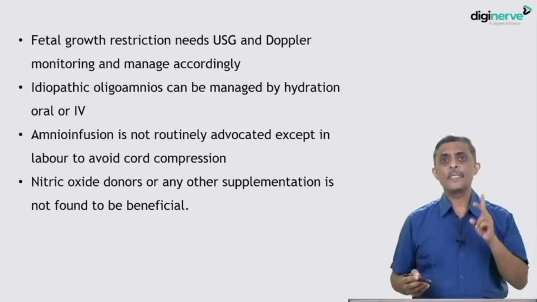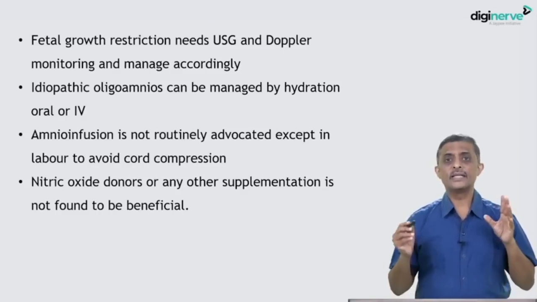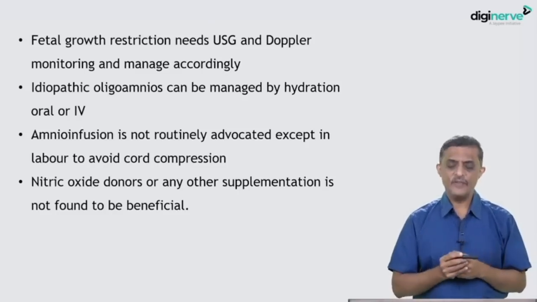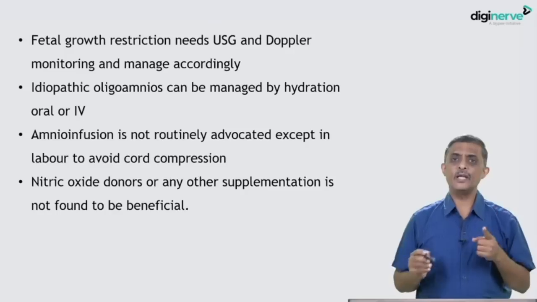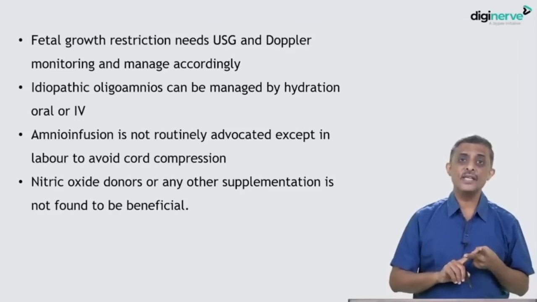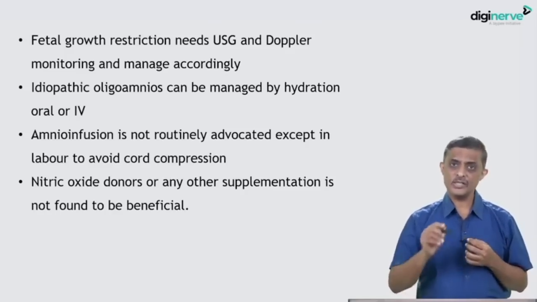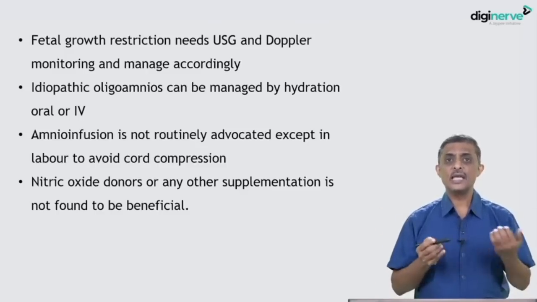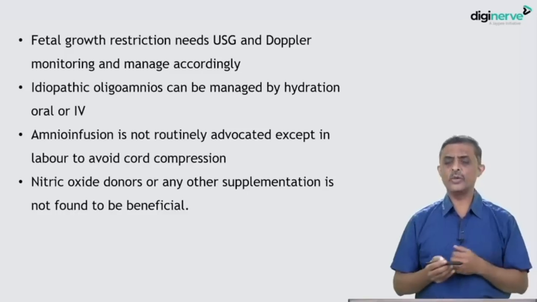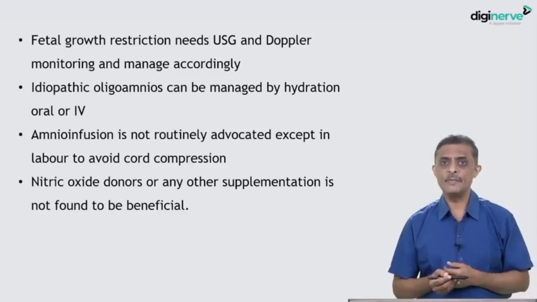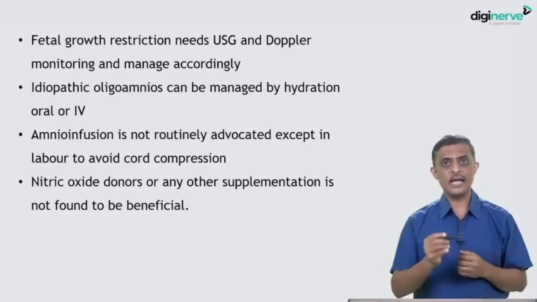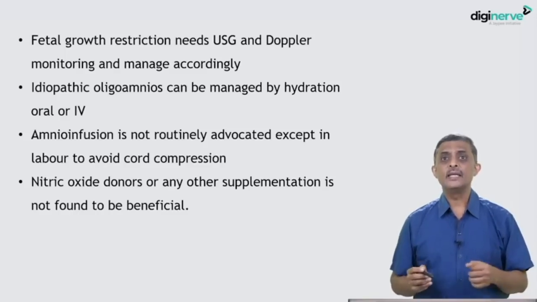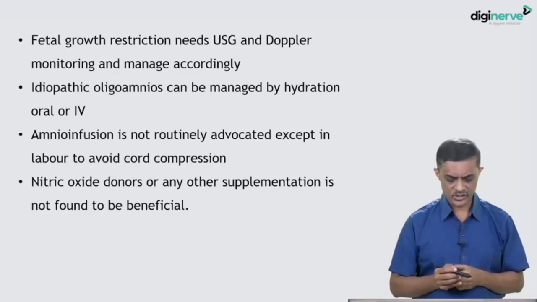So ultrasound, Doppler are the key investigations that are done in all these babies with fetal growth restrictions, and depending on the duration of gestation, severity of the oligohydramnios or FGR, and how much of uteroplacental insufficiency has happened to the baby, we are going to manage the babies by delivery at appropriate period of gestation. This will be dealt in detail in a session on fetal growth restriction.